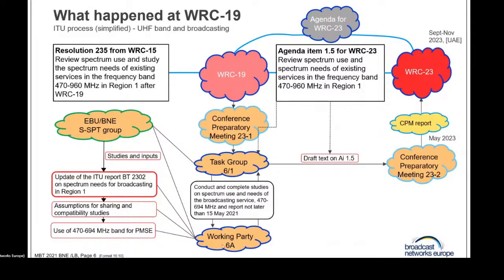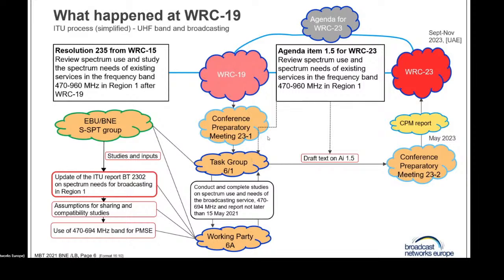And this task group in turn turned to Working Party 6A, which is an ITU group, and asked them to look at some studies, look at assumptions for sharing and compatibility studies, and use of the sub-700 for PMSE. And the studies have also been supported by EBU and BNE in an SSPT group with studies and inputs. So it's a fairly complex machinery. And basically, the results of some of these studies were submitted just a few days ago from this part to this part.